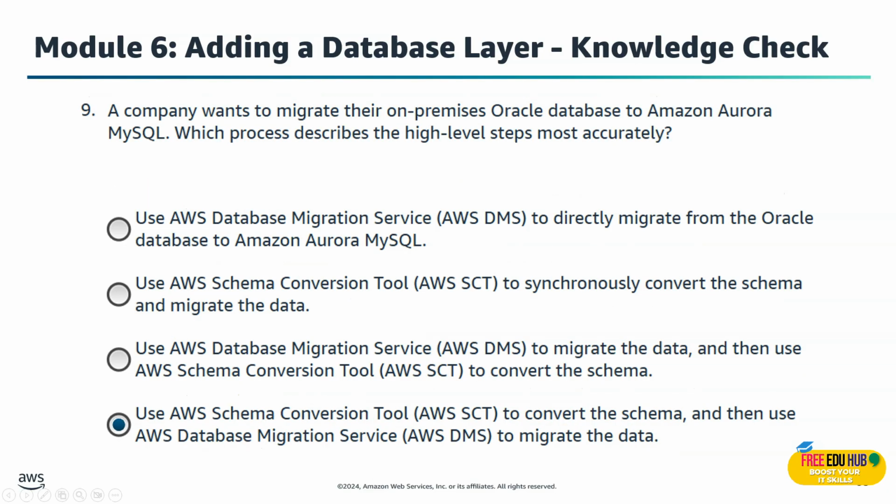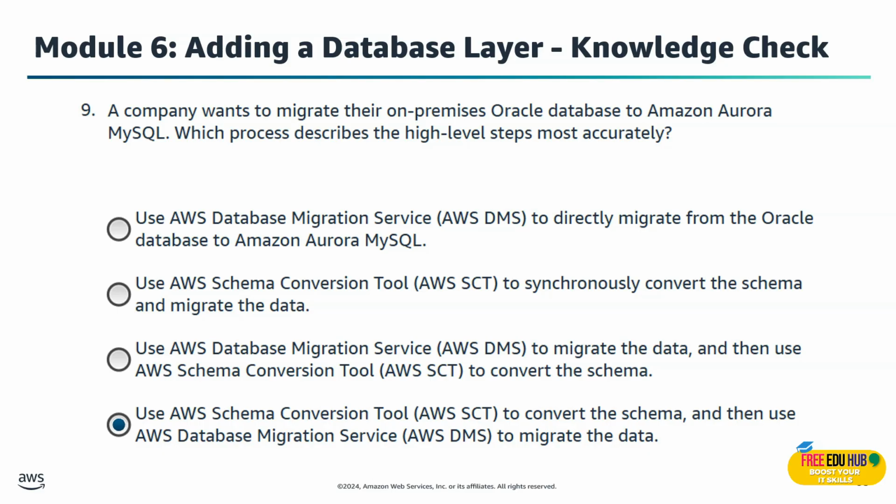Now question number 9 says that a company wants to migrate their on-premises Oracle database to Amazon Aurora MySQL. Which process describes the high-level setup most accurately? So the right answer for this one is to use AWS Schema Conversion Tool to convert the schema and then use AWS Database Migration Service to migrate the data.